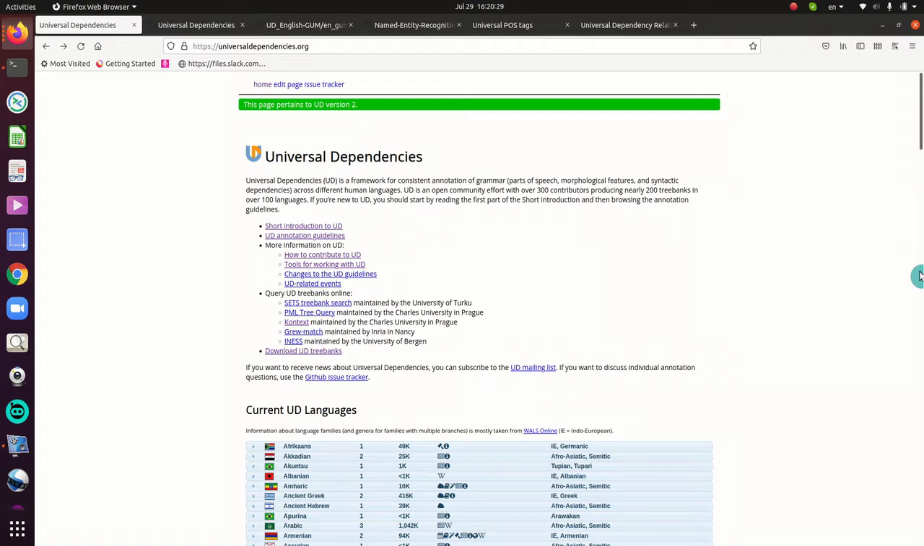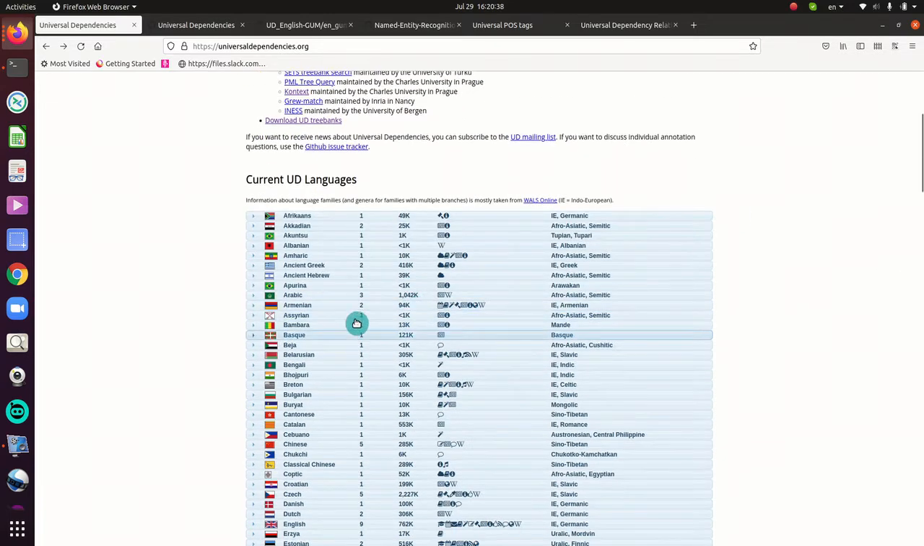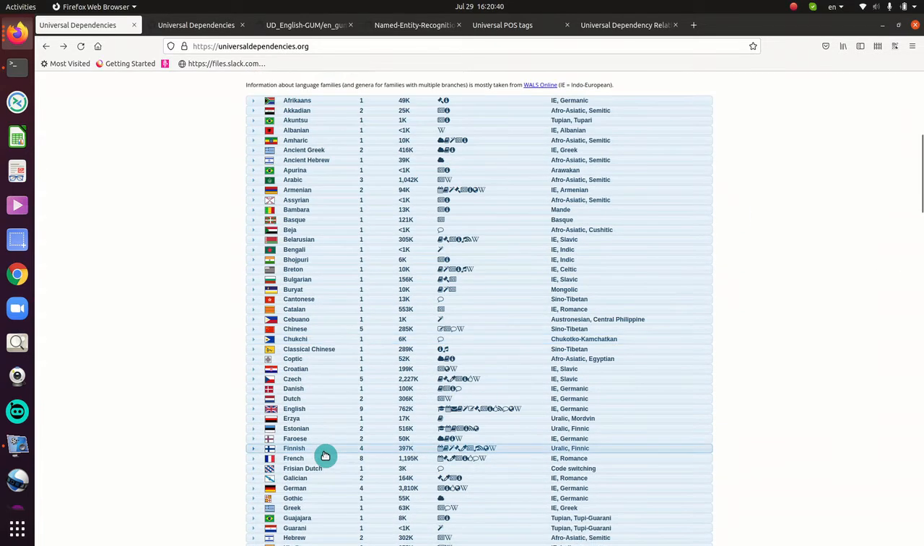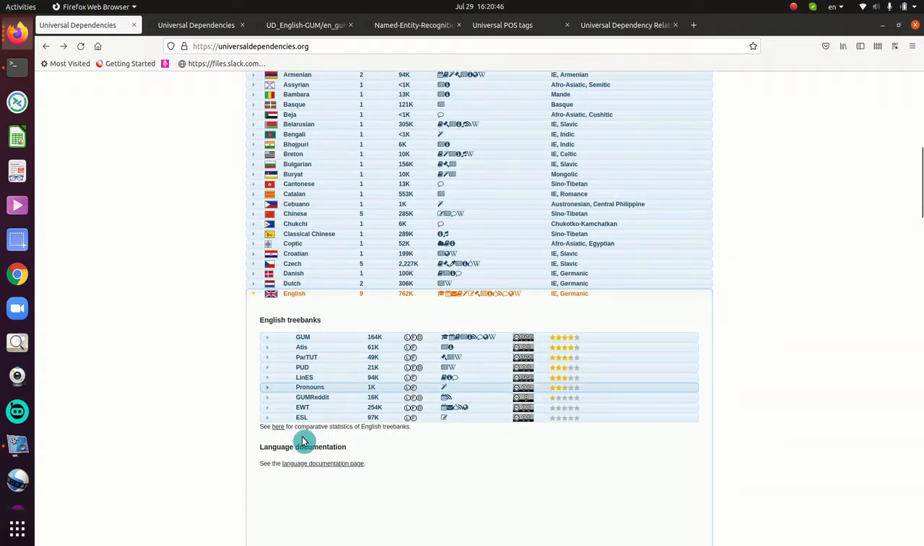So, what sort of data does Universal Dependencies include? First of all, Universal Dependencies has treebanks for many languages. Each treebank has a GitHub repo. I click on English. Here are the treebank names and GitHub links. So each treebank has a GitHub repo to hold the data and also metadata about the text.